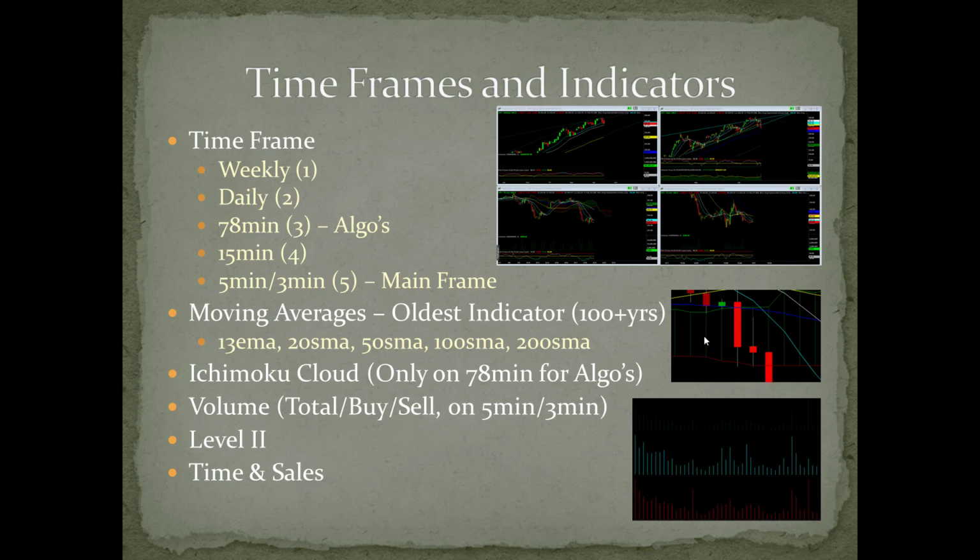You can put a 78-minute chart on your platform right now with Ichimoku cloud, and I guarantee you're going to see tons of bounces because those algorithms are buying and selling right at those points. And if over half the market volume is algorithms, then you're going to get a lot of bounces and a lot of movement around those points.